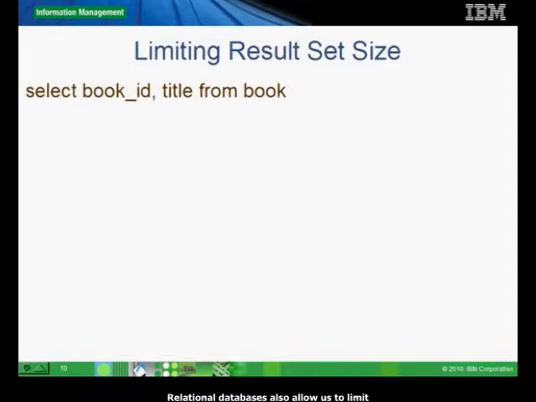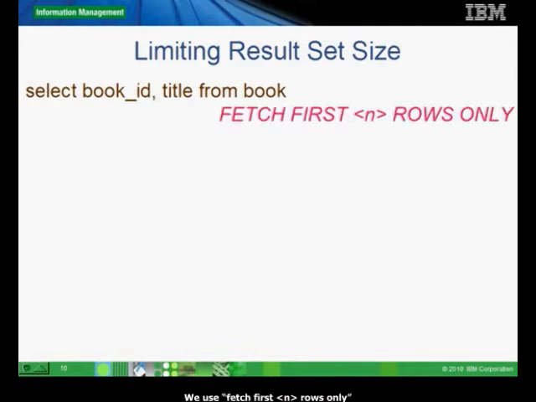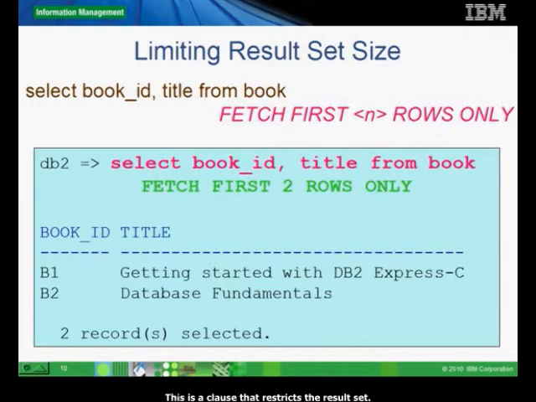Relational databases also allow us to limit the number of rows we want to view, although the result set may have many records to return. We use FETCH FIRST n ROWS ONLY. This is a clause that restricts the result set. The example, select book_ID, title from book, fetch first 2 rows only, will restrict the result set to just 2 rows.